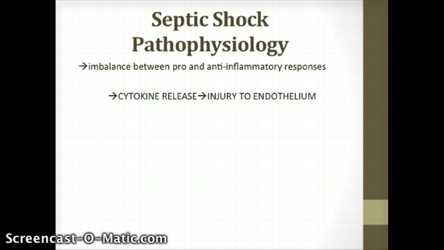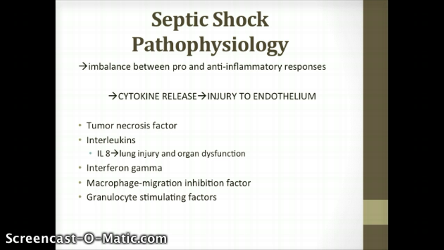However, in septic shock, a further release of tumor necrosis factor, interleukin-1, interleukin-8, and interferon gamma occurs due to the presence of bacterial toxins in the bloodstream. Interleukin-8 is synthesized and released in significant amounts during sepsis and contributes to the lung injury and dysfunction of other organs. Other cytokines involved in sepsis include interleukin-10, interleukin-12, macrophage migration inhibition factor, and granulocyte colony stimulating factors.